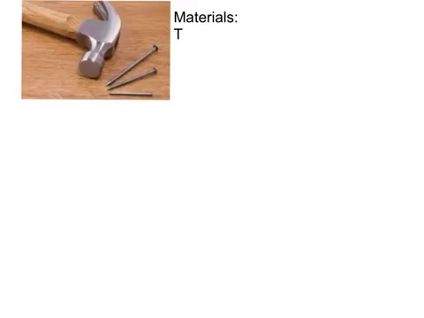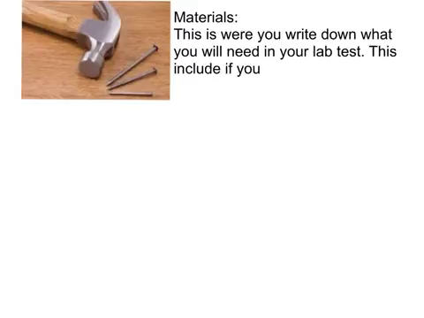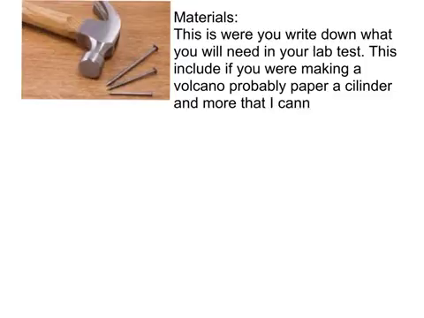Materials. This is where you write down what you will need in your lab test. This includes, if you're making a volcano, probably paper, not a chili set, a cylinder, and more that I don't remember.